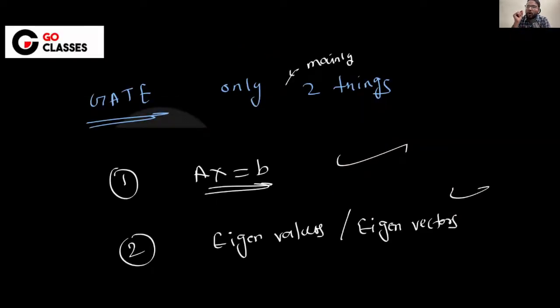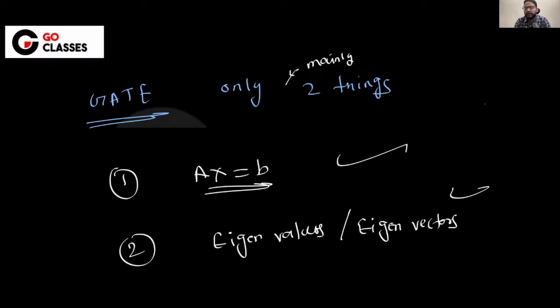Now in GATE, mainly two things are there: Ax equal to b, and eigenvalues and eigenvectors. Obviously determinant and a little bit of other things are also there, like how to find the determinant. So I hope that you know how to find the determinants, right? Mainly we will be seeing Ax equal to b and eigenvalues, eigenvectors.